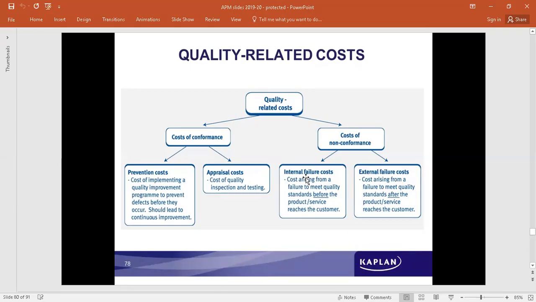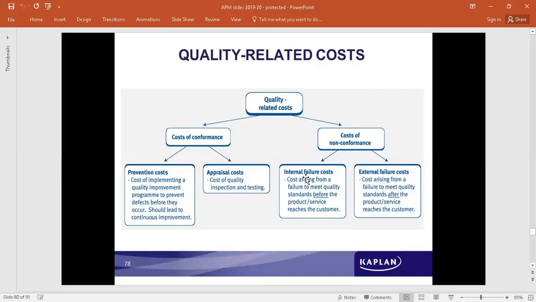As the work is being carried on, appraisal cost to check the quality of it, inspection cost, quality inspection and testing cost. After the output is produced, randomly if any unit is tested for its quality, if it doesn't match with the quality, then they have to be reworked. So rework cost, or if it cannot be used, scrap, those costs are all part of internal failure cost.